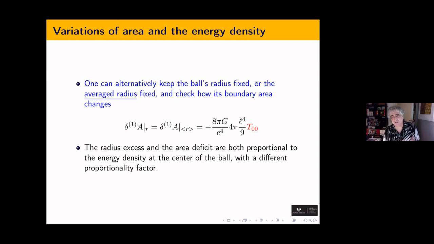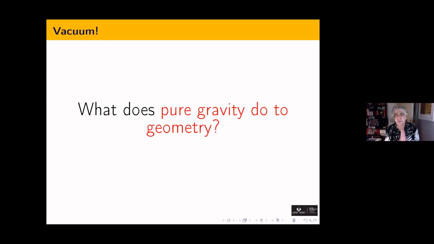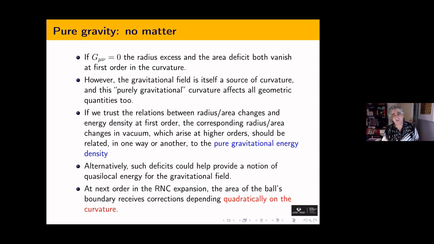This is all very well, and as I said, it was already known many years ago. But now my question is, what happens if you are in vacuum? So what happens if the energy momentum tensor is 0 at the point? Of course, if the energy momentum tensor is 0, the radius excess and the area deficit both vanish at this order, first order in the curvature.